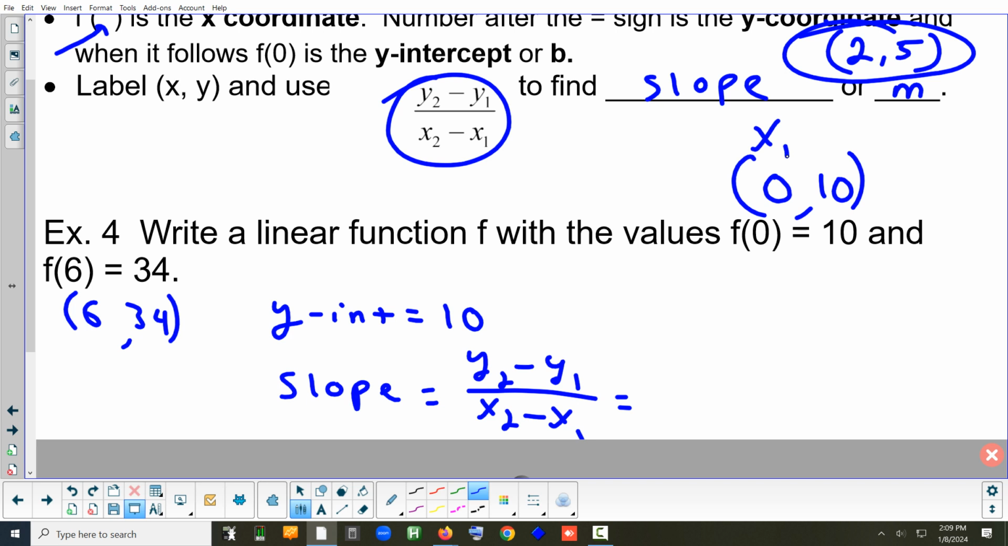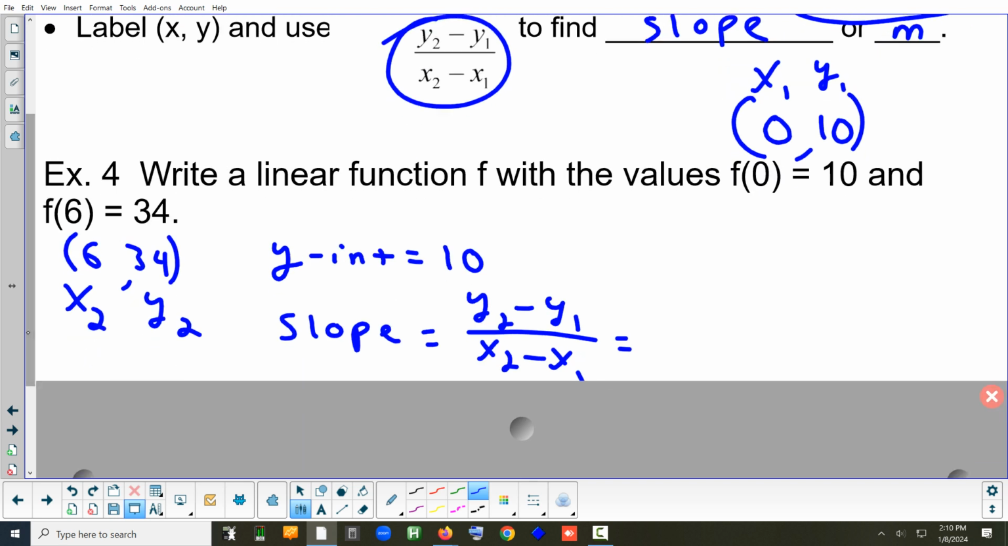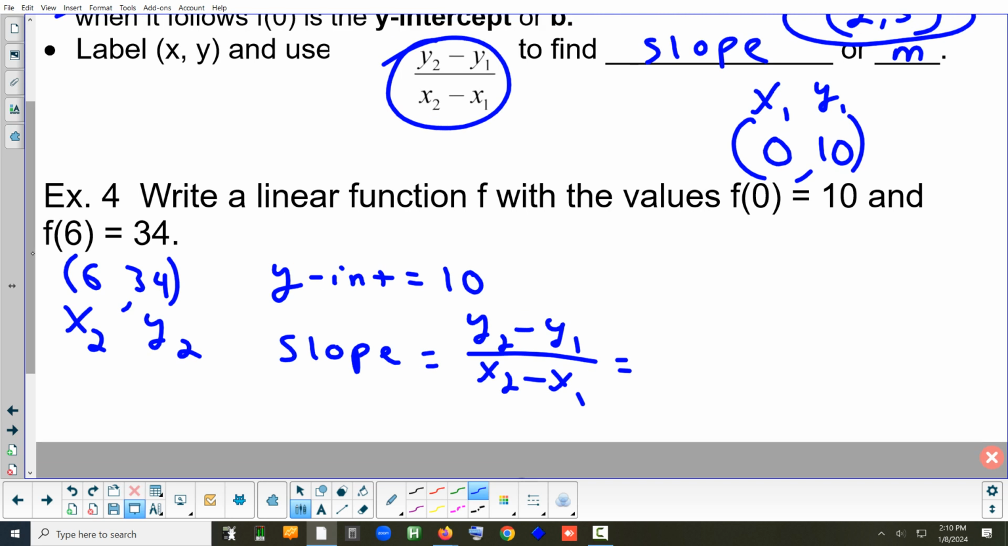Marie, what about the 10? That'd be your first y. Yeah, first y. How about the 6? What's that going to be? Your second x. My second x. And the 34? Your second y. My second y. Okay. Fill those numbers in, and let's see what we get for the slope. So my second y is 34. My first y is 10. My second x is 6. And my first x is 0.